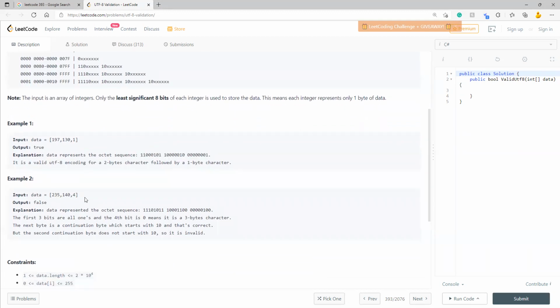Whereas for example two, because the first byte starts with 111, it's expecting another two bytes after it, and the first one is 10, which is valid. But the third one is 00. It doesn't start with 10, so it's not valid. In other words, this whole array is only used to encode one character.